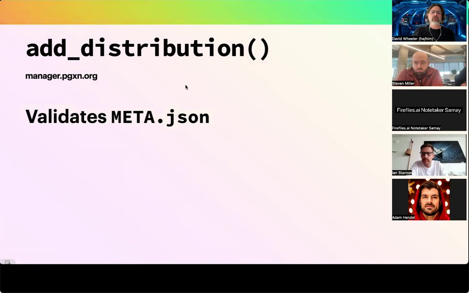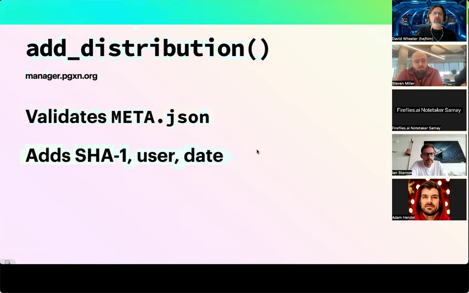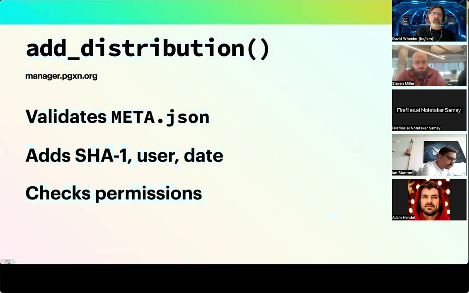So this function also validates the meta.json file, and then it adds the SHA-1 signature, the username as they logged into PGXN, and the date. It injects it into the meta.json. So that manager itself is the canonical authority for those things when you upload. It also checks the permissions to make sure that the person uploading the distribution has permission to release that distribution and all of the extensions that are in it.